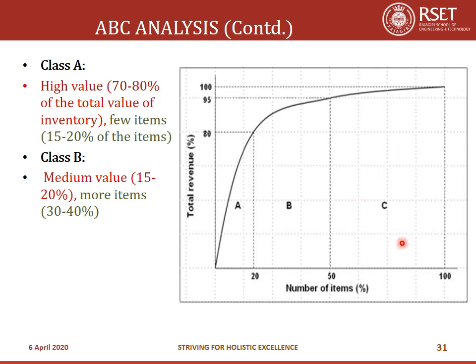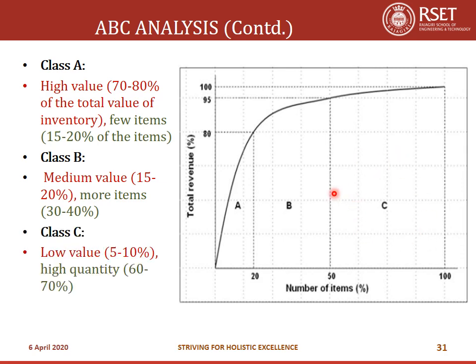Now, if you go to class C, they are very low value products. They comprise the majority of all the products. They comprise 50% of the number of items, but they produce revenue equal to only 5%. So this is how they divide class A, class B, and class C. The company would have to understand how to classify their items into class A, class B, and class C, and where to give importance and where to produce the improvement.